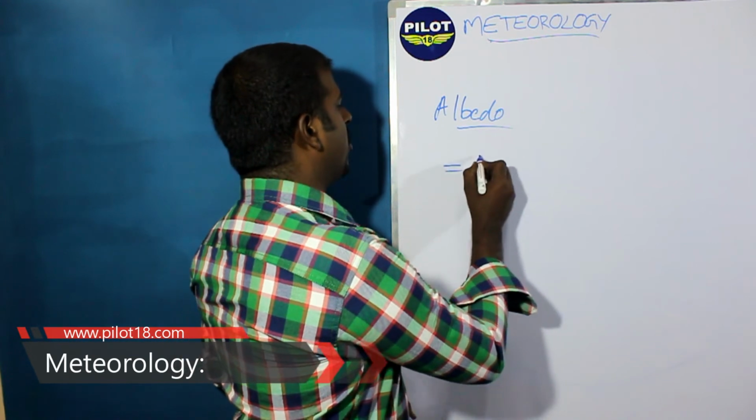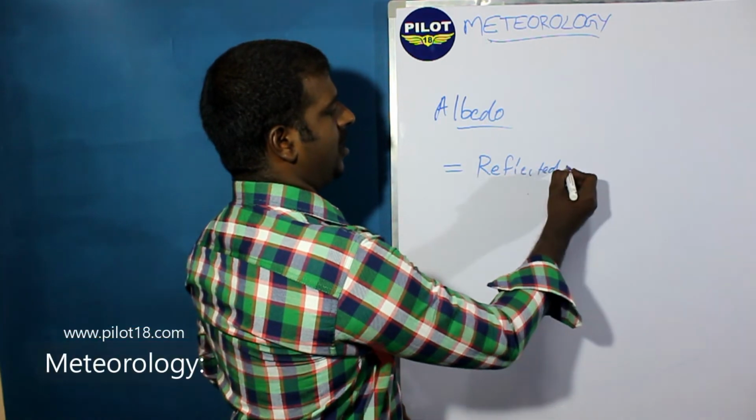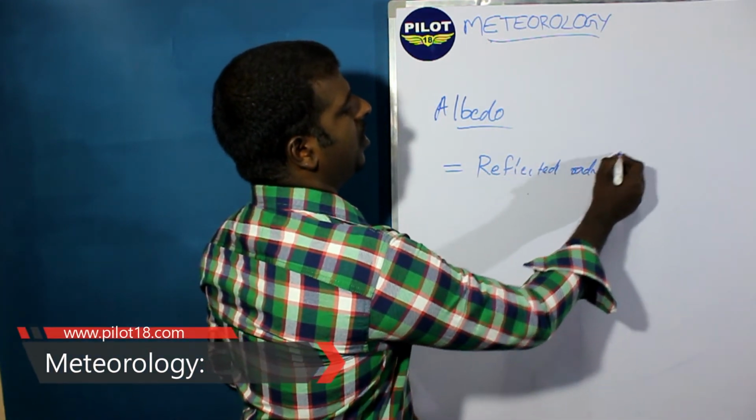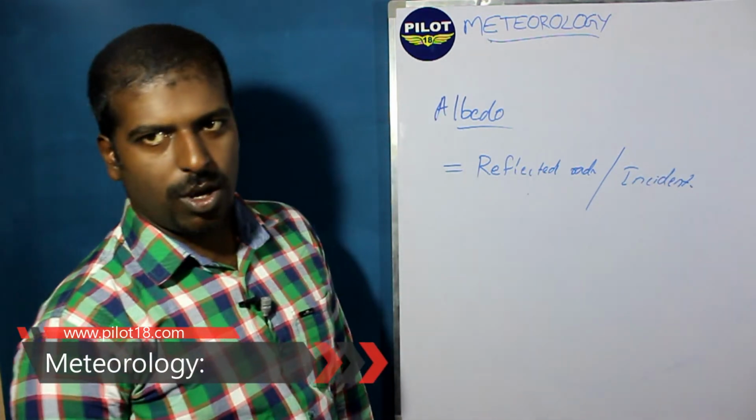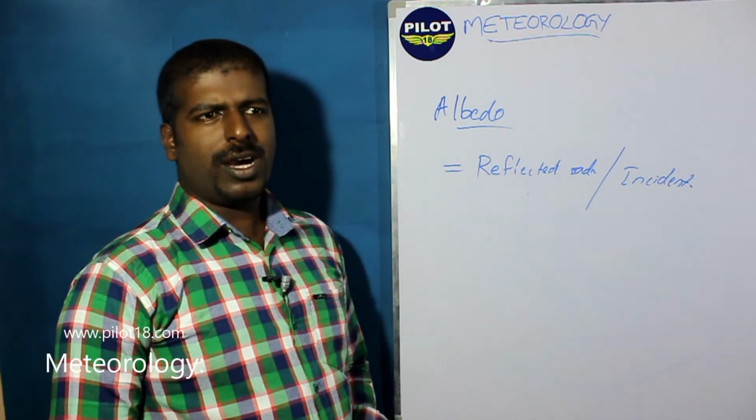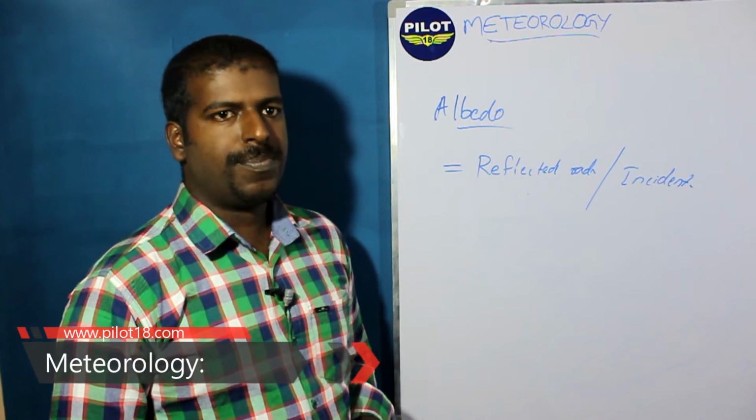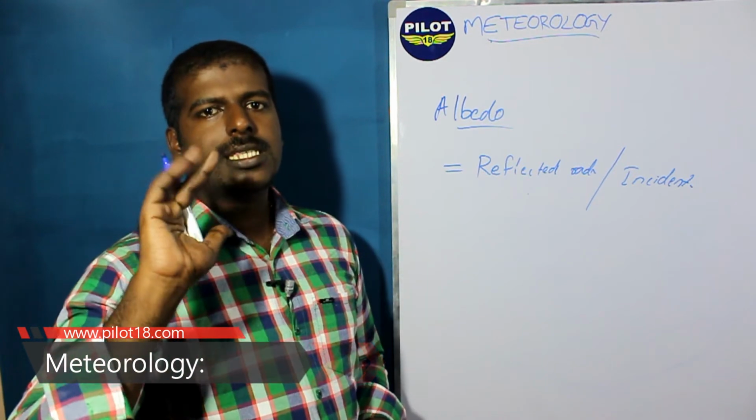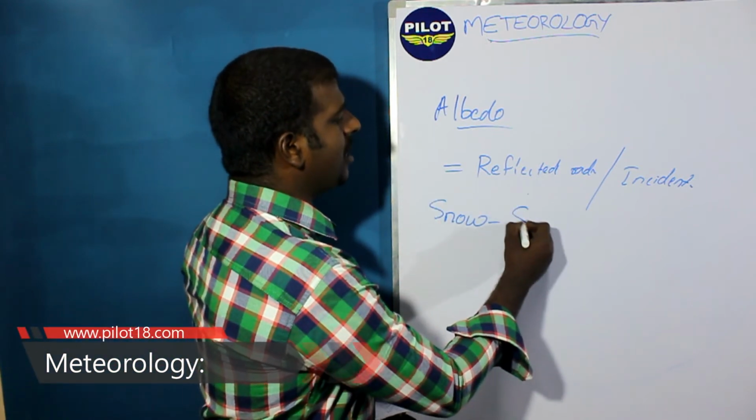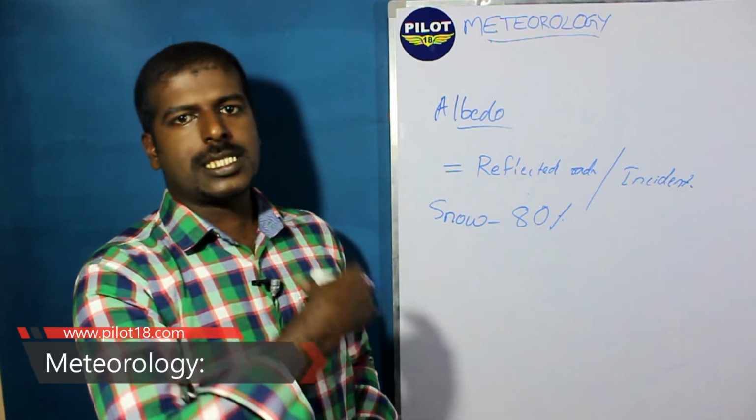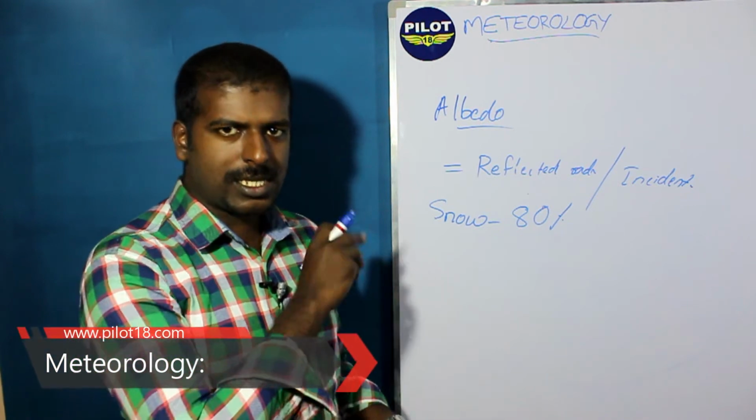Albedo is equal to reflected radiation by incident radiation. Okay. Actually, what is that? What is albedo? Albedo is the reflecting power of Earth to the sun's radiation. Okay. So where is the reflection happening more? In snow, almost 80% of incident radiation is reflected. Why? Because it is white in color, it is shiny, and it won't absorb that much heat, it simply reflects.